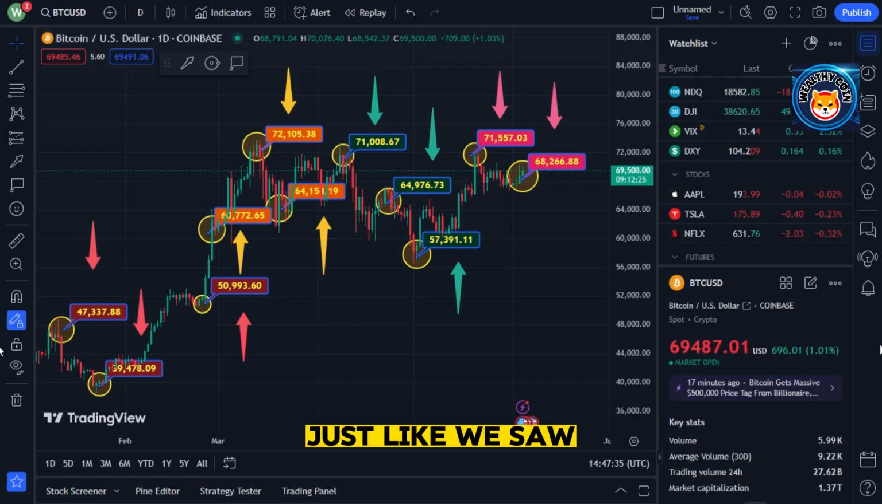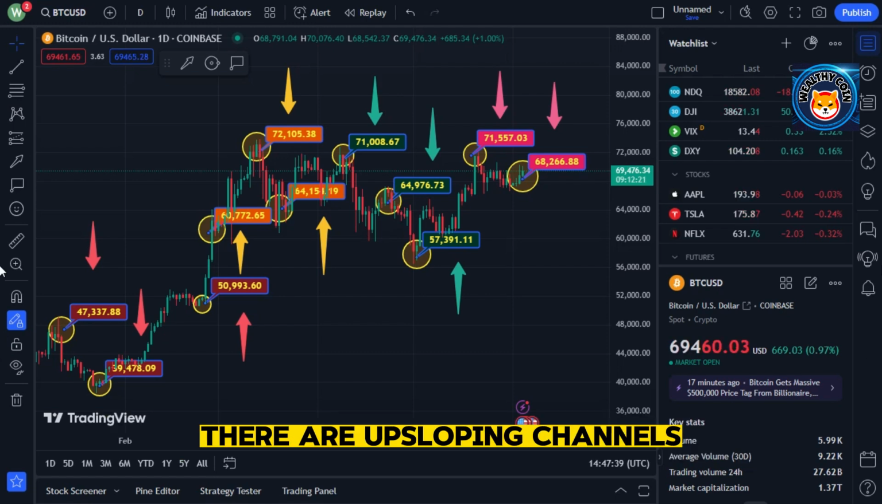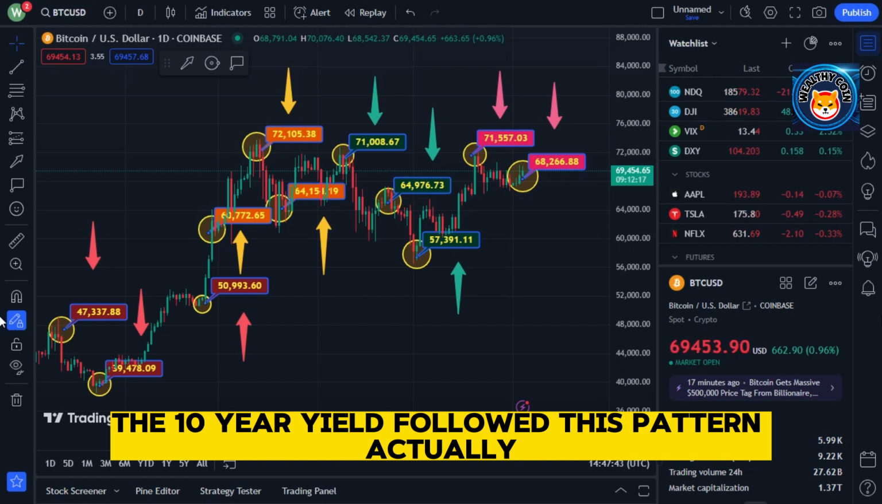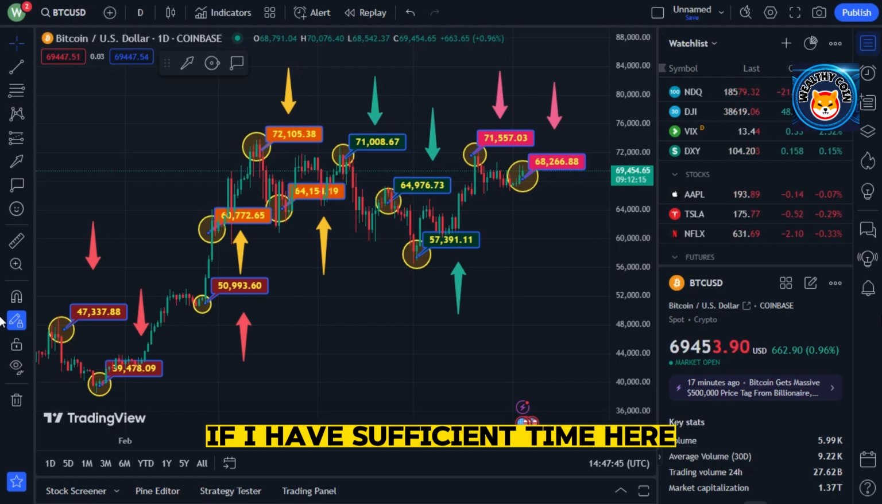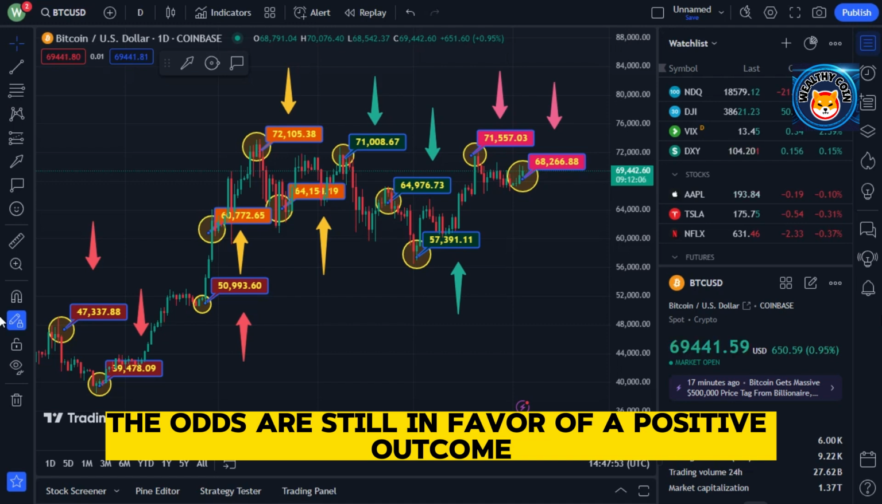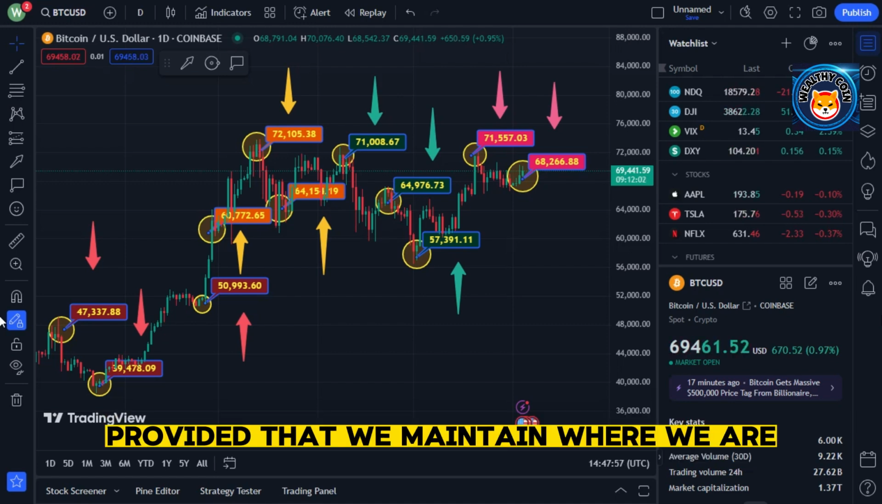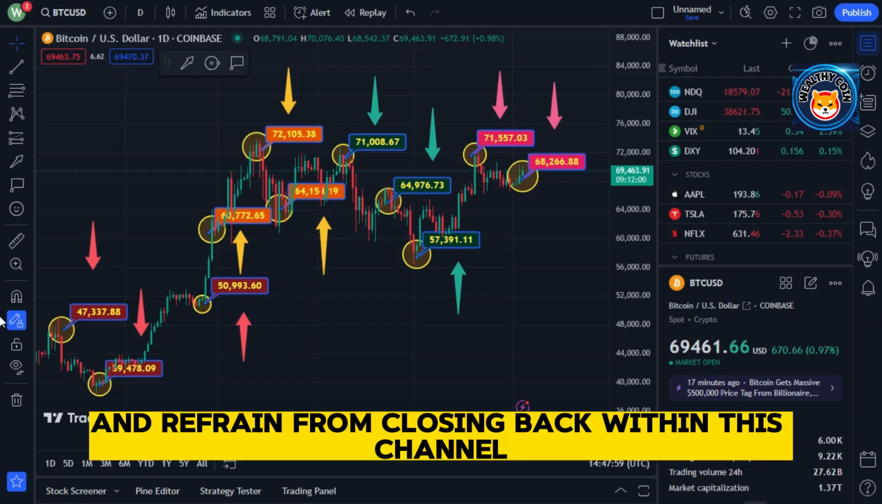Just like we saw on the 10-year yield chart, which looked like this. There are upsloping channels. It was like this with the 10-year yield. They usually break down. The 10-year yield followed this pattern. Actually, if I have sufficient time here, we can discuss that chart. It is uncertain whether we will. However, I stand by my original point. The odds are still in favor of a positive outcome at these moments in time, provided that we maintain where we are and refrain from closing back within this channel.